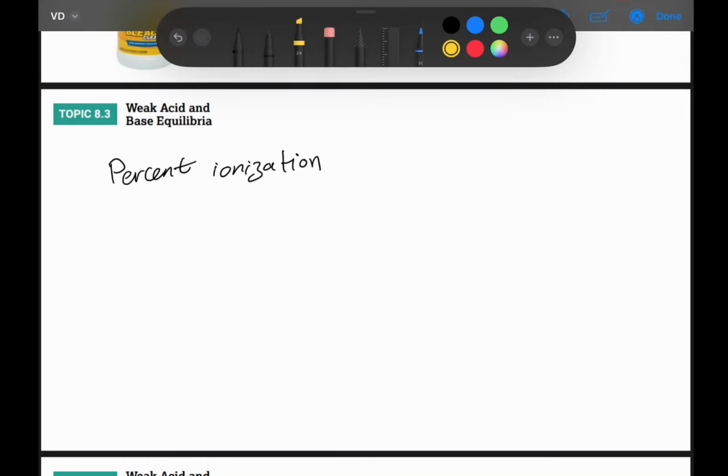Today we complete section 8.3 part 2, which is all about weak acid and base equilibria. The second part of our lesson is talking about something called percent ionization. In the previous video, we covered how to deal with weak acids and bases.